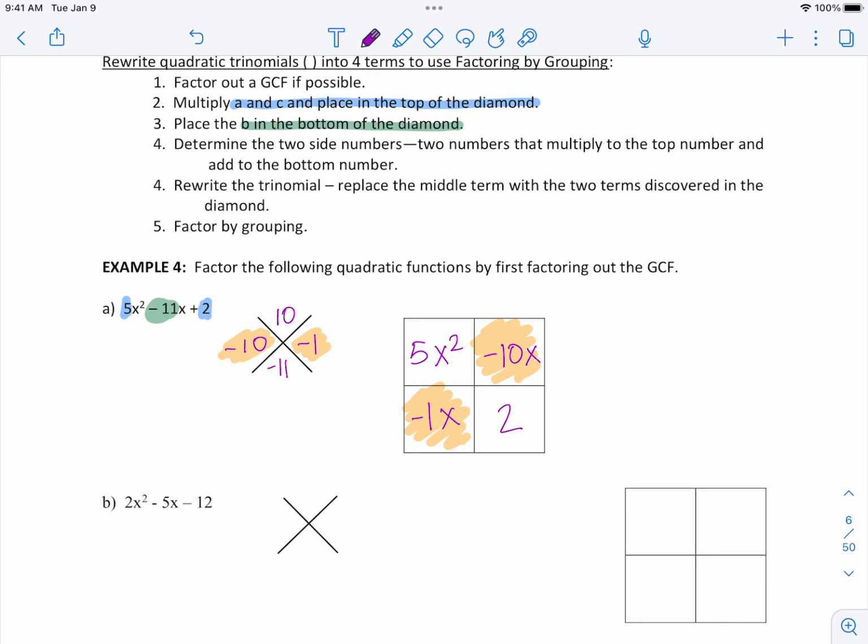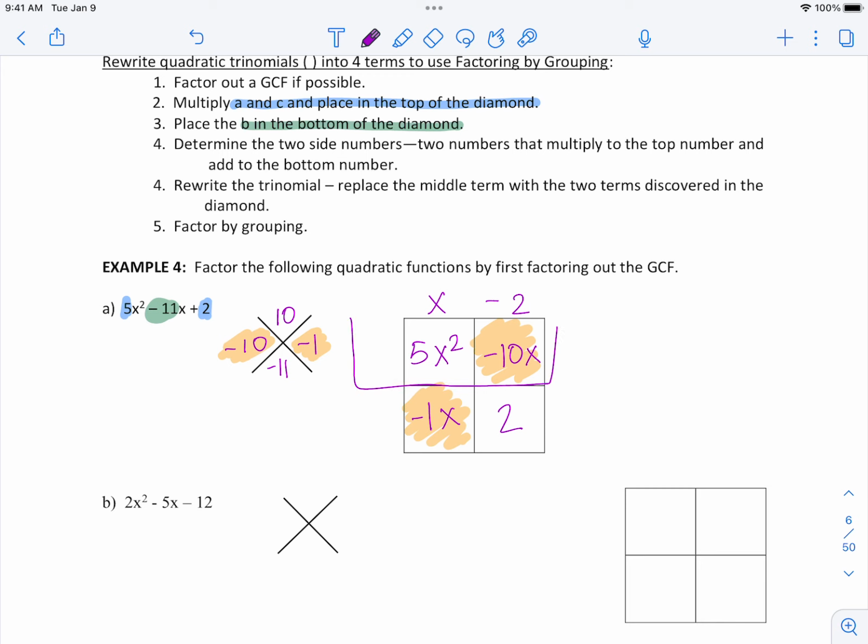From here, what I'm going to do is I'm going to factor out the GCF of each group. So I'm going to look at my first column. I have 5x squared and -1x. I'm looking right here at this column first. And my GCF here is x. I'm going to look at the next column. I have -10x and 2. When I factor out the GCF here, I'm going to factor out a -2, again, taking the negative out there because the negative 10 comes first. So we're taking out the negative 2.